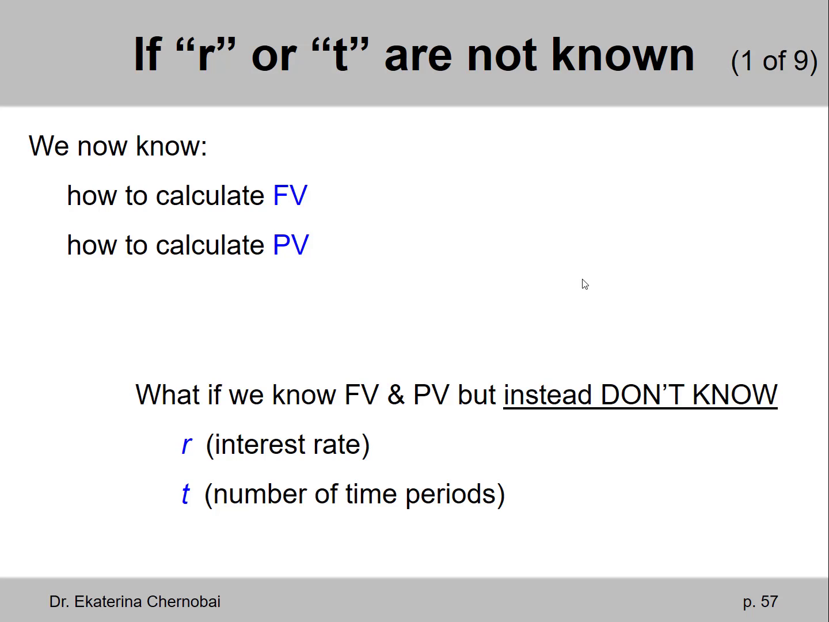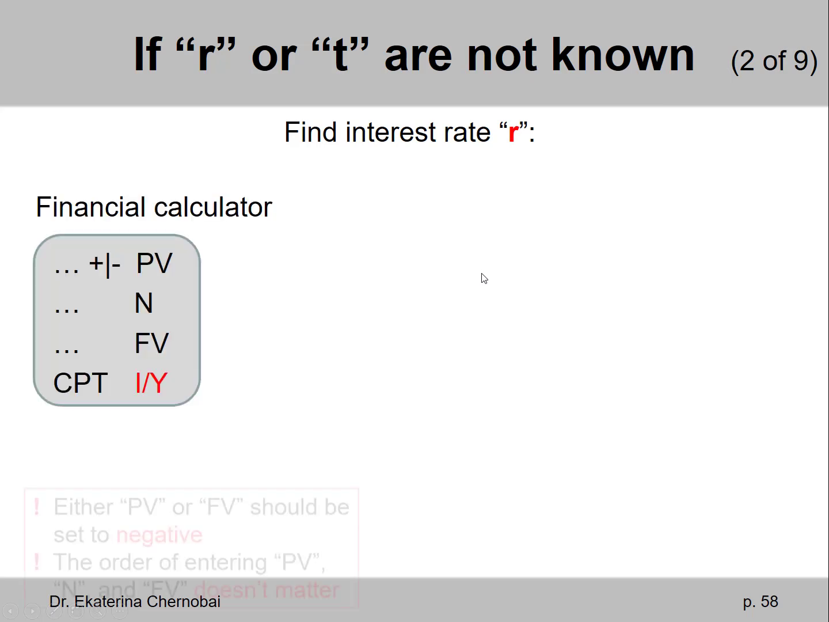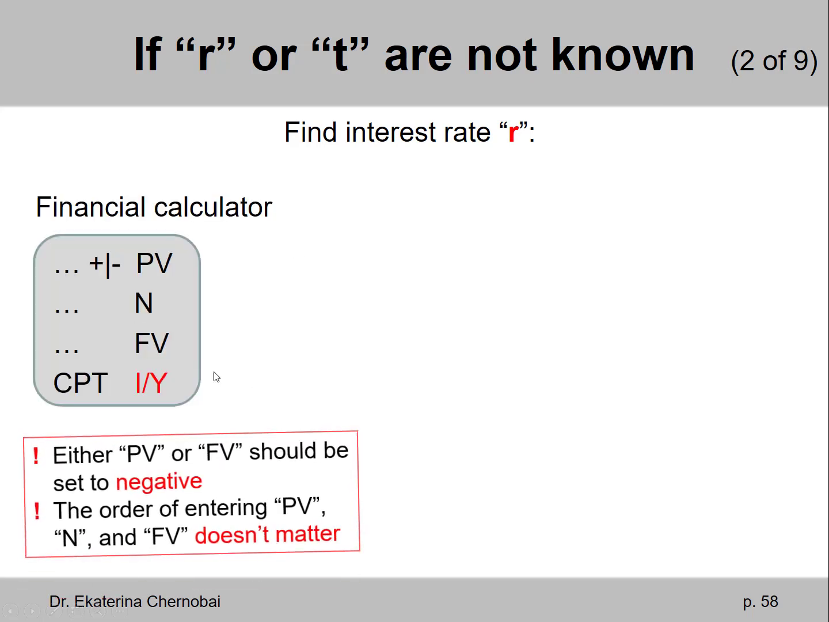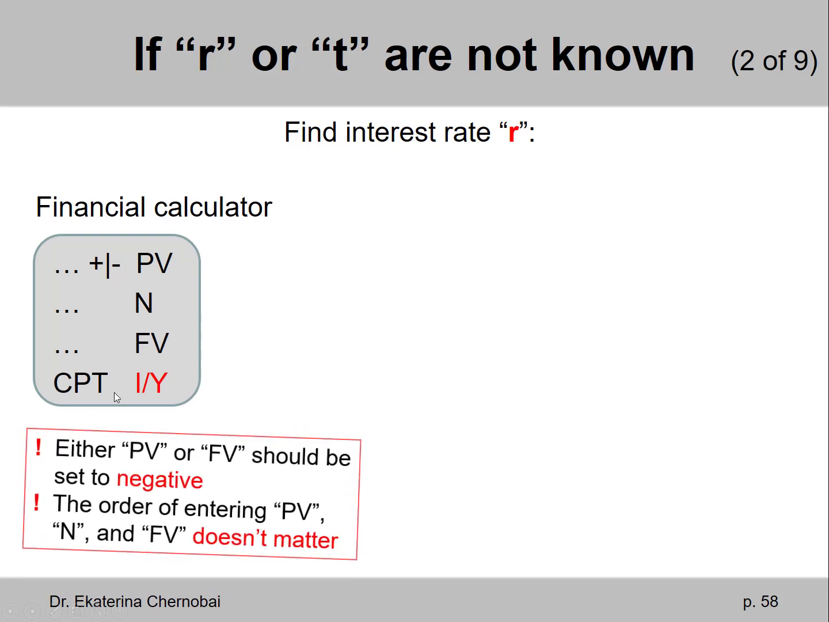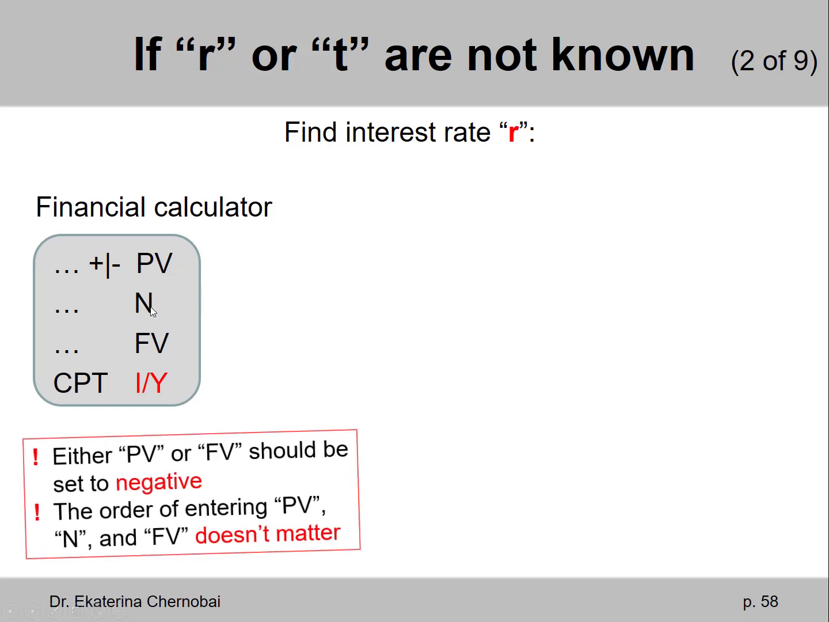We can also figure that out. So in this part of the chapter, we are looking at how we would solve for either the interest rate or the number of time periods. Let's start with finding the interest rate. That's R in the formula or IY in the financial calculator. If you use the financial calculator, then you're computing IY, the interest rate. So you are given both present value and future value, and you're also given the number of years in between.